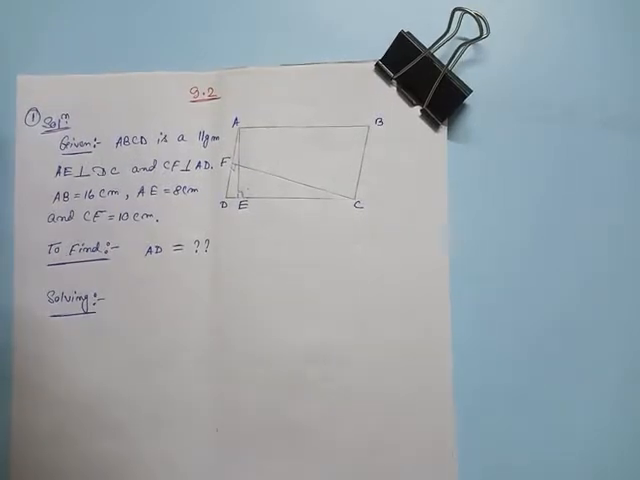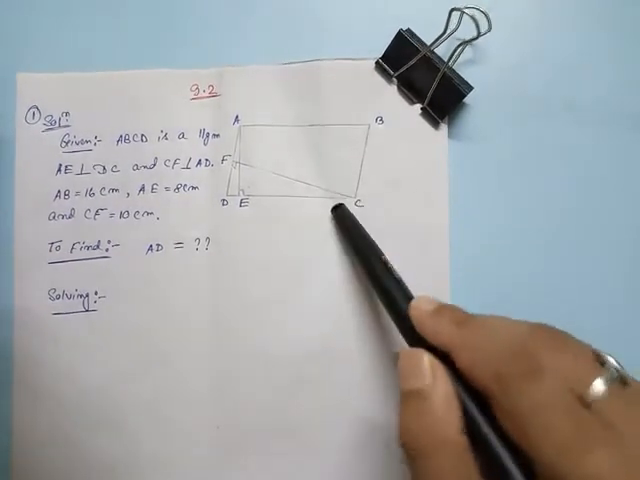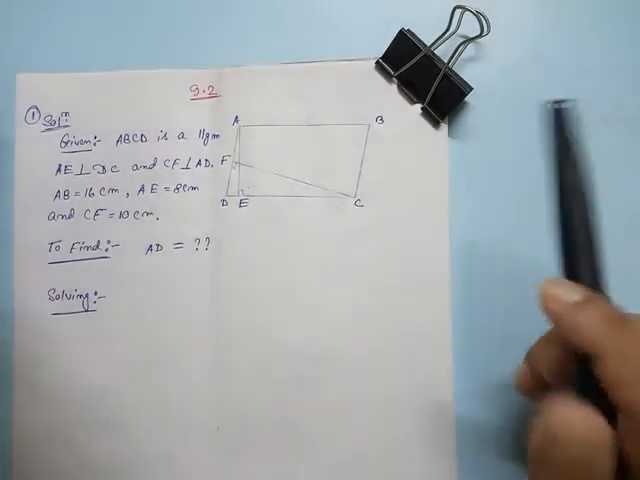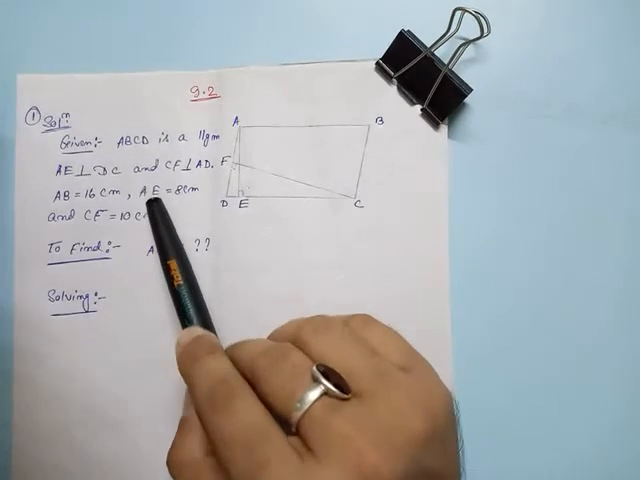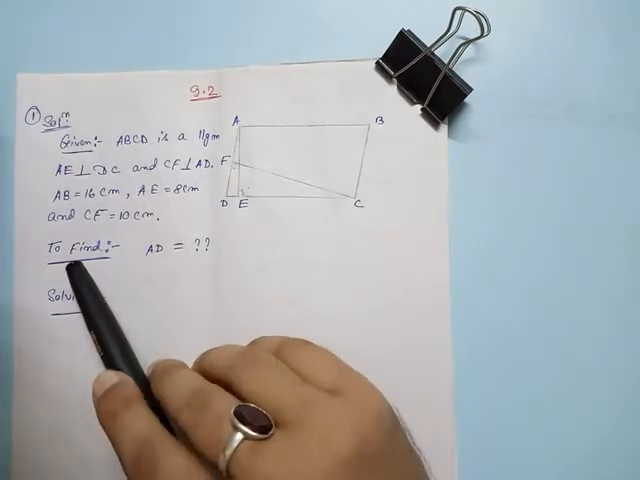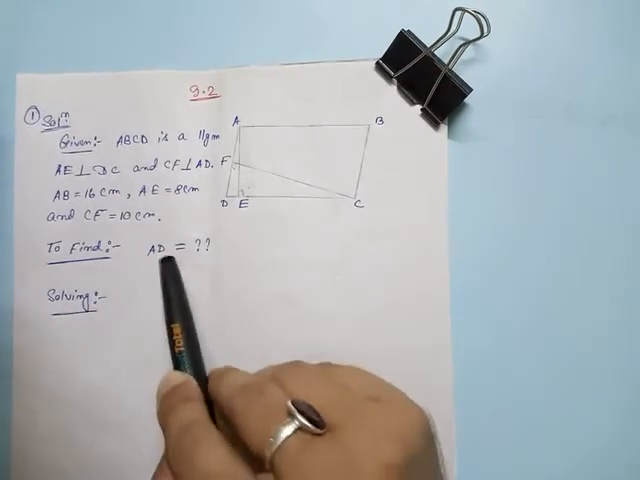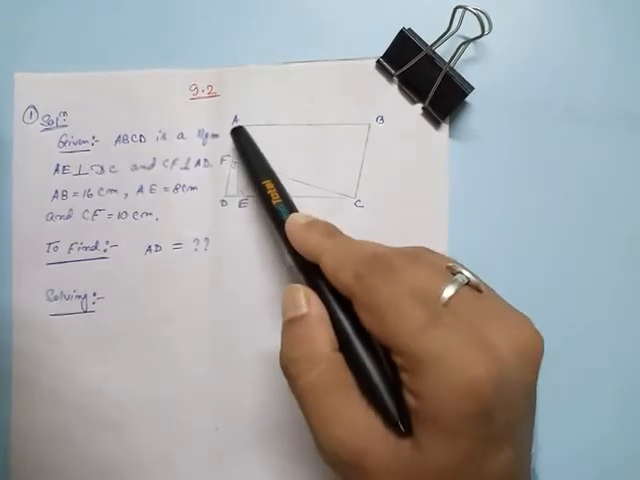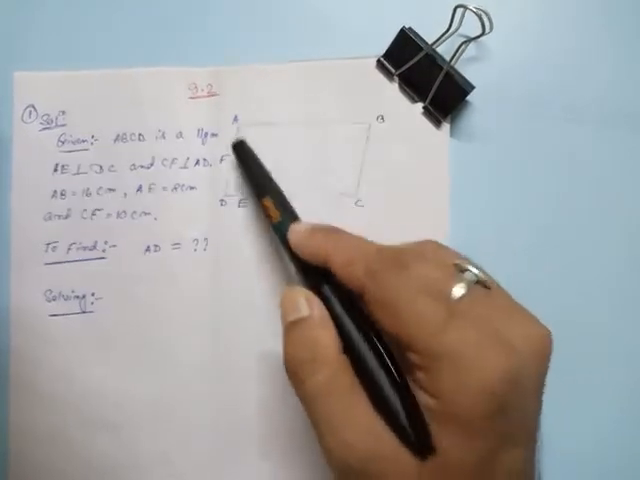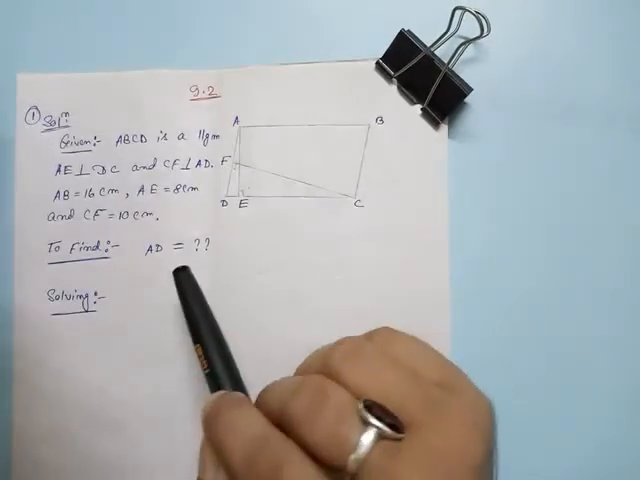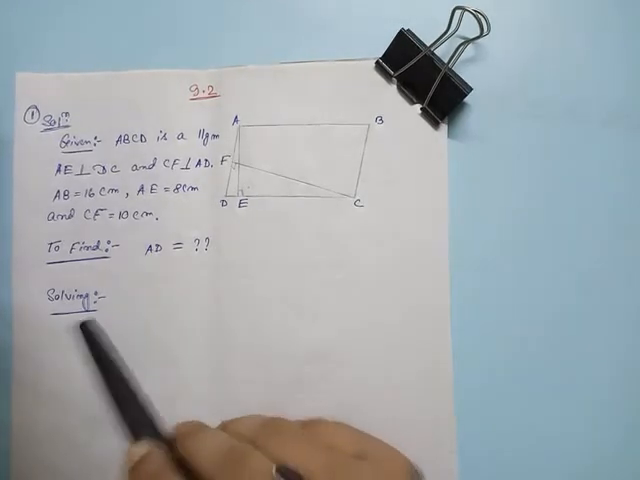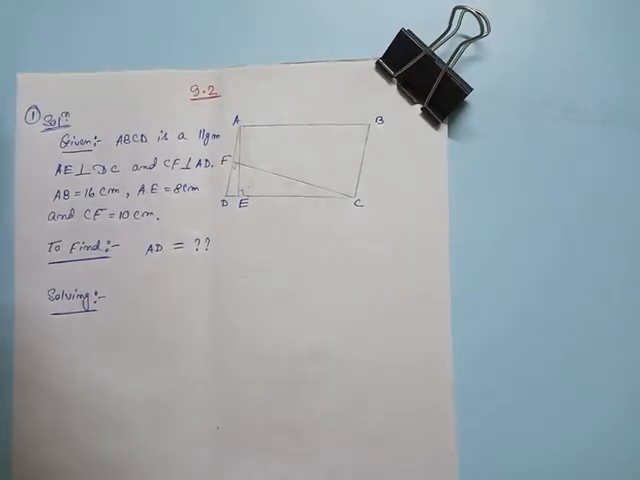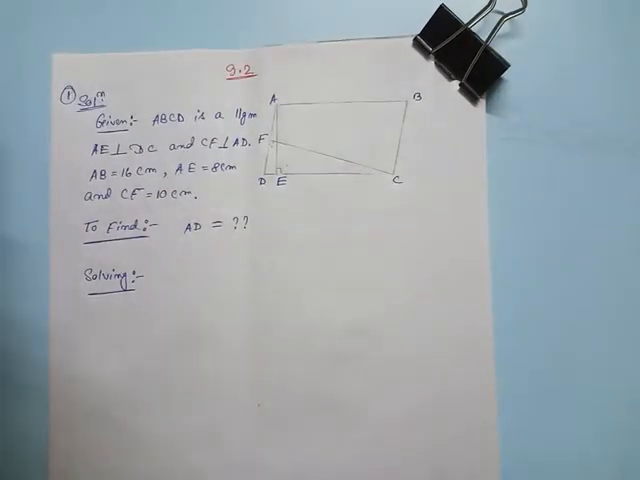Now student, this is the diagram which I have drawn from the book, and the given part I have written from the book, and here I have written to find AD is equal to question mark, which means we have to find the side or the value of AD. Since this question is not a geometrical proof, that's why I have written here solving. Now how to solve it? Now look.